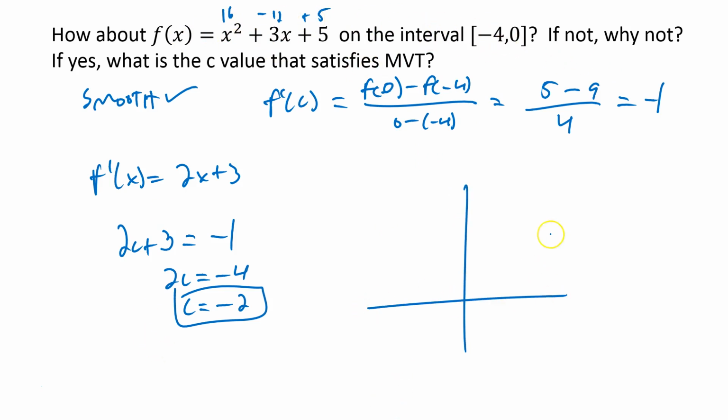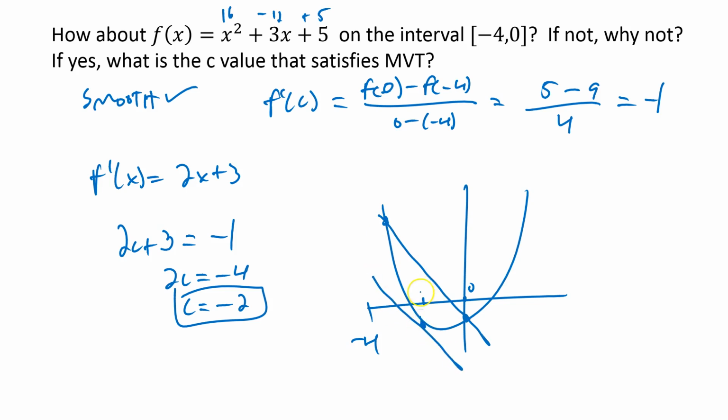So that means if I graph this parabola, I have no idea what it looks like. Let's say something like this. Here's -4, here's 0. Okay, slope of that secant line is the same as the slope at -2. I'd buy that. If you graph it on Desmos, it'll look a lot prettier, but I'd trust it.